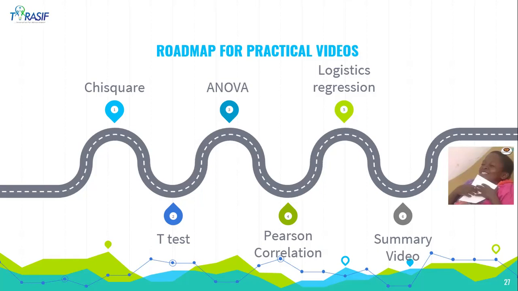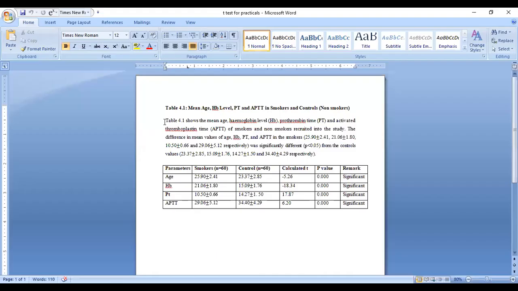So I'm going to use the data as I was given, so you'll appreciate the data preparation aspect of it. It was given in Excel. First, let me show you the result and the objective. It was to find the difference between the HB level, PT and APTT in smokers and non-smokers, or controls.